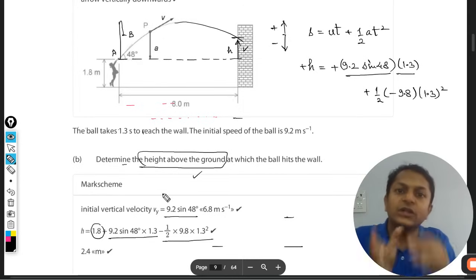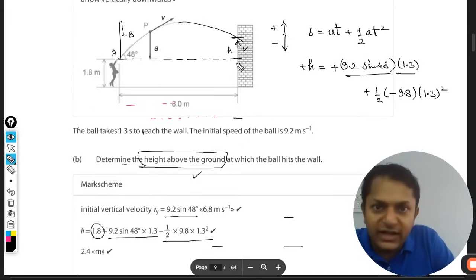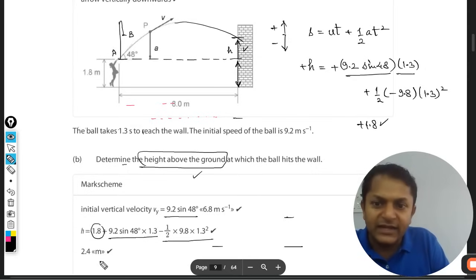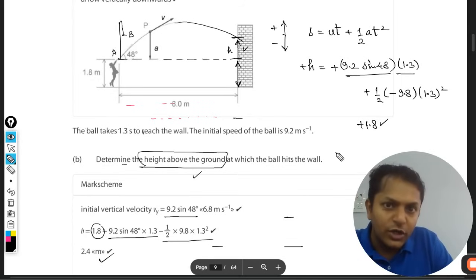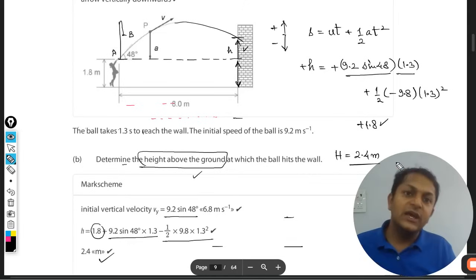So what is the total height of the ball when it is hitting the wall from the ground? It means that you have to add this 1.8 also. So whatever is this answer, you will add 1.8 to that and it will give you 2.4. So your total height that the body is attaining is 2.4 meter. This is how we do it, and be very careful.